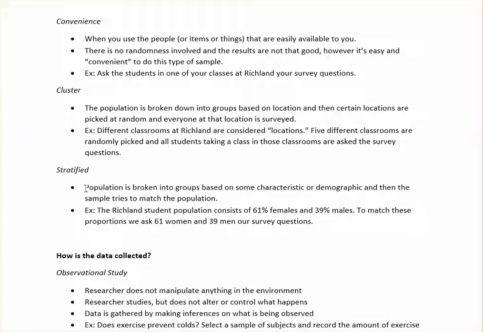Another one is stratified, and that's where the population is broken into groups based on some characteristic or demographic, and then the sample tries to match the population. So in this case, the Richland student population consists of 61% females and 39% males. That's not true. I know that the numbers are out there, but I'll just be truthful. I didn't look it up. I just made this up. So to match these proportions, we would ask 61 women and 39 men our survey questions. And hopefully we would be random in picking our 61 women and our 39 men.